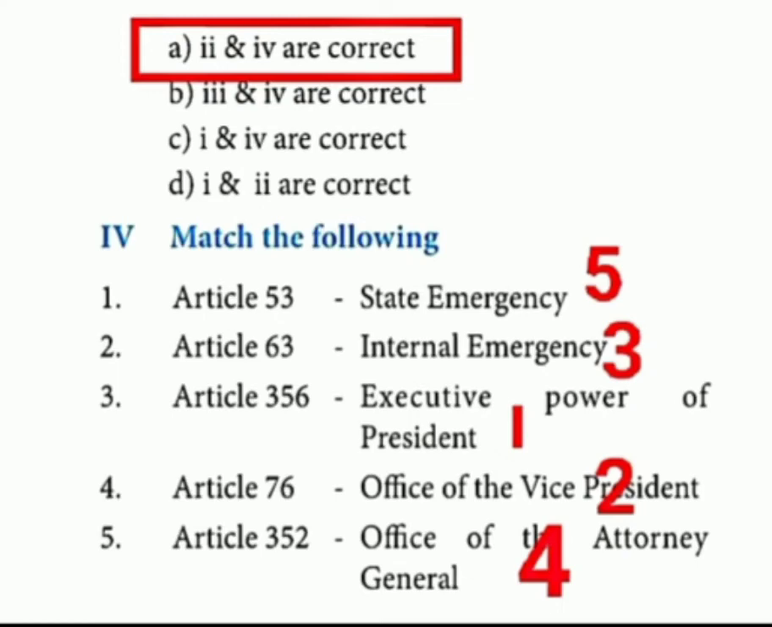The next one, match the following. By checking this, you can mark it. Executive power of the president. Number 1, Article 63, office of the vice president. Third one, Article 356, internal emergency. Fourth one, Article 76, office of the attorney general. Fifth one, Article 352, that is the state emergency. That's all, children.